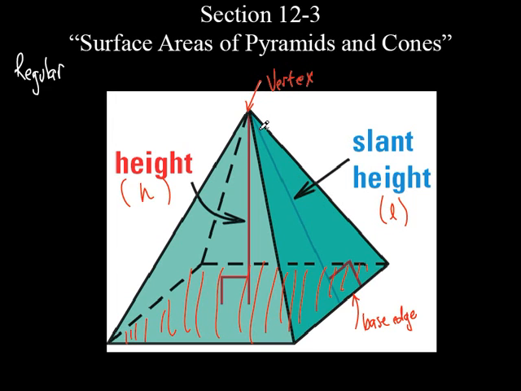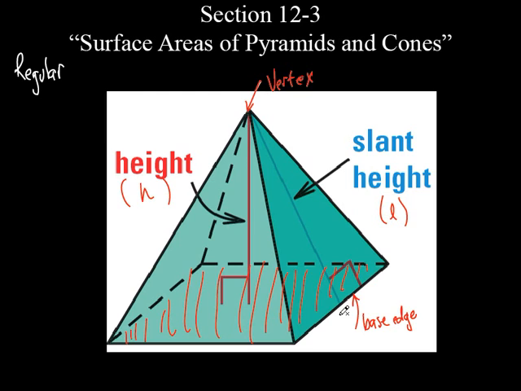So you'll see some formulas when they use H, it's this one right here going straight down the middle. It's perpendicular to the base. The slant height obviously is the one going down the slant, down one of the sides. It's kind of tilted in, and we use an L for the slant height. Okay, so we know the slant height's perpendicular to the base edge.